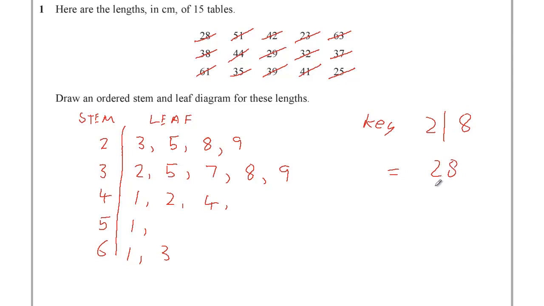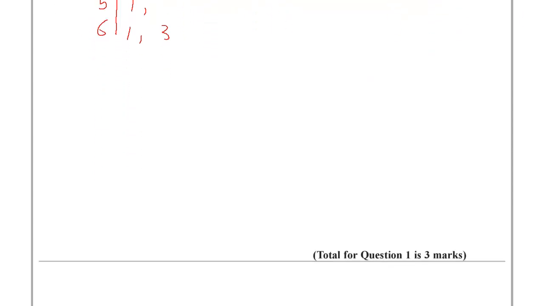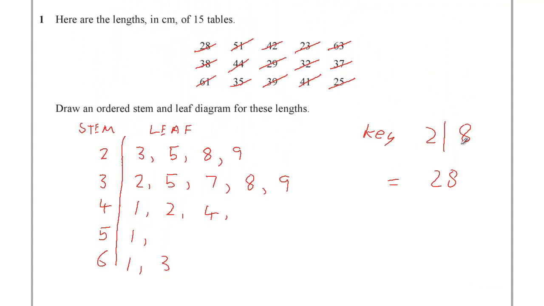And that's all we have to do, and it's worth how many marks? 3. So I guess there's 1 mark for the key, 1 mark for putting the stem in, the leaf in, and probably getting it in the correct order. Okay, done.